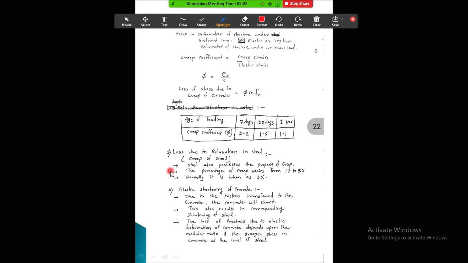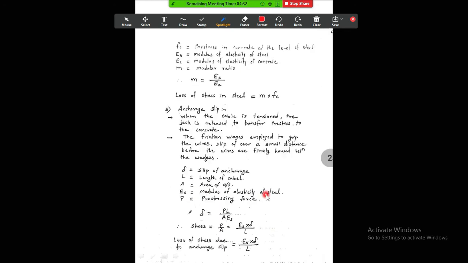Next is the loss due to the relaxation of steel. This is also called the creep of steel. This loss is generally taken as 3%, or between 1% to 3%, up to 5%, of the initial stress in steel. Next is the elastic shortening of concrete. For the elastic shortening of concrete, the formula is m into fc. A very simple formula. You know what m is and you know what fc is.